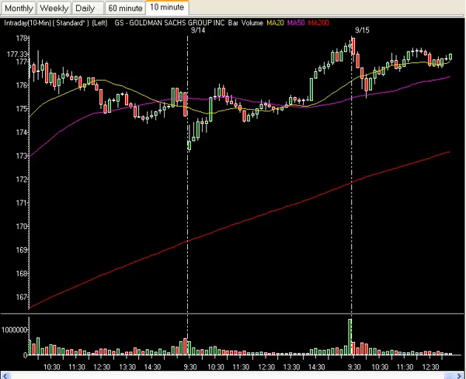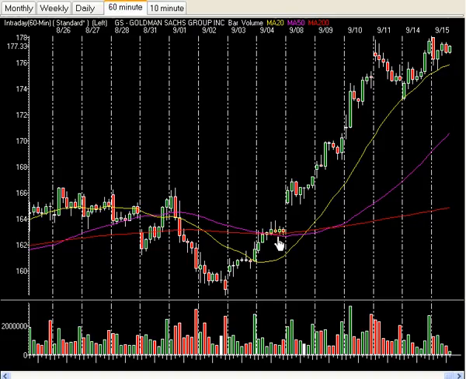Goldman seems to be lagging. Goldman had a huge move, though. If you look at the 60-minute chart on Goldman, look at this move it's had over the last week and a half. It's due for a little bit of a breather, if you ask me, and we'll continue to watch that.